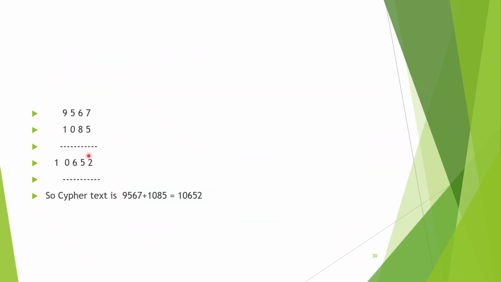So now add: 9567 plus 1085, we are getting 10652. So the ciphertext is 9567 plus 1085 equals 10652. This is the ciphertext. So now we have converted the readable text into the unreadable ciphertext. If you add these two values also, we get this value. This is also correct. So the ciphertext is correct, and this cannot be understood by others, right?